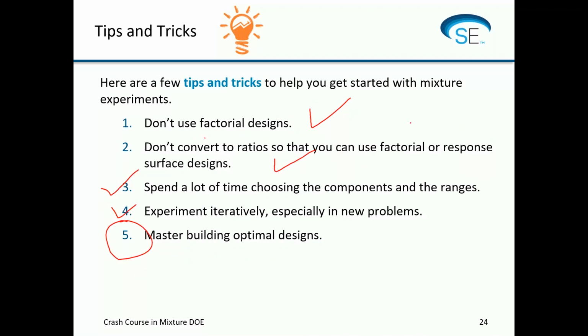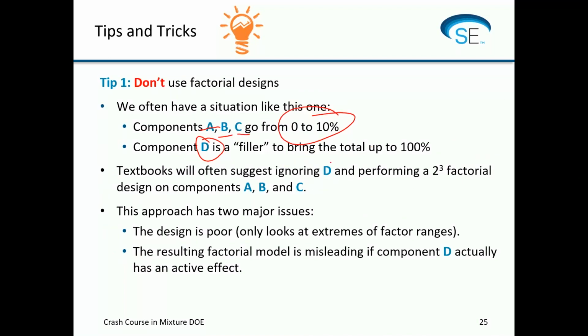Now, what textbooks will often suggest is that you can ignore D because you don't care about it, and perform a 2 to the 3 factorial design on components A, B, and C. In my opinion and in my experience, this approach has 2 major issues, and I'm really not sure why it's still being suggested.